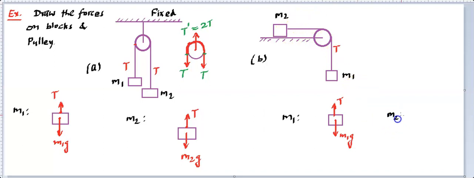Now let's draw the diagram for M2. If you draw the diagram for M2, you will find it very similar, and the same process we are going to follow to show all the forces.